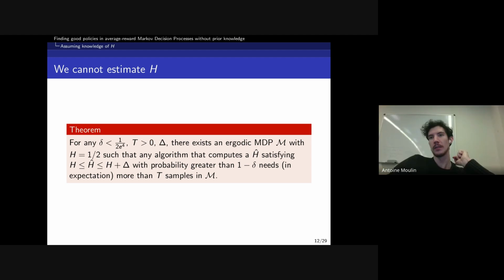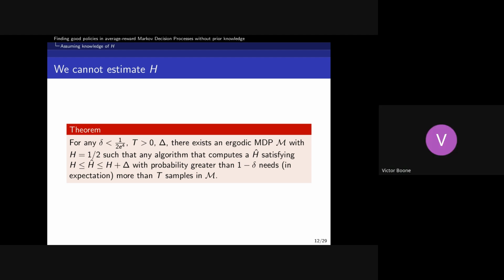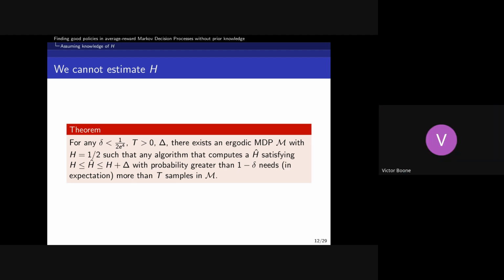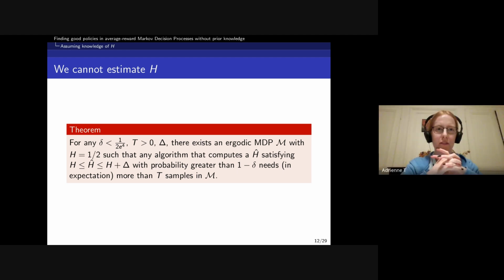Yes, Victor. I have a question. Can you hear me correctly? Yes. Okay, so we know that you cannot have PAC guarantees within the rating of the bias span without prior knowledge of the bias span. We can have something with a diameter. So is there something in between? For instance, what about the mixing time? We haven't looked at the mixing time enough.